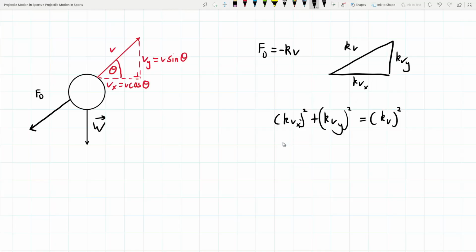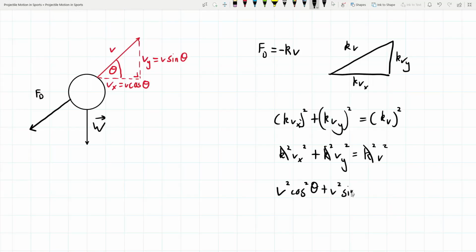Okay? So that's going to be k squared vx squared plus k squared vy squared equals k squared v squared. So we can cancel out the k's, because there's k squared on each term, and we get vx squared plus vy squared equals v squared. Now remember earlier we said vx is going to be v cos theta, and vy is going to be v sin theta, so we can replace these, so it's going to be v squared cos squared theta plus v squared sine squared theta, and that's going to be equal to v squared.